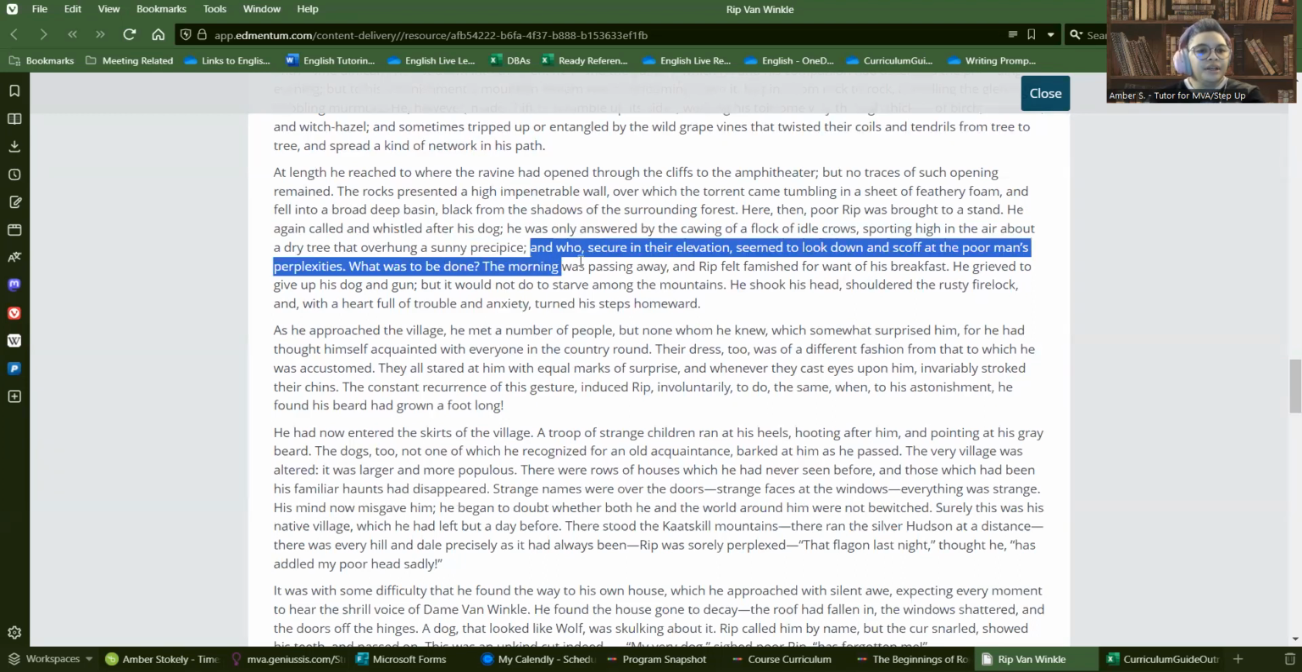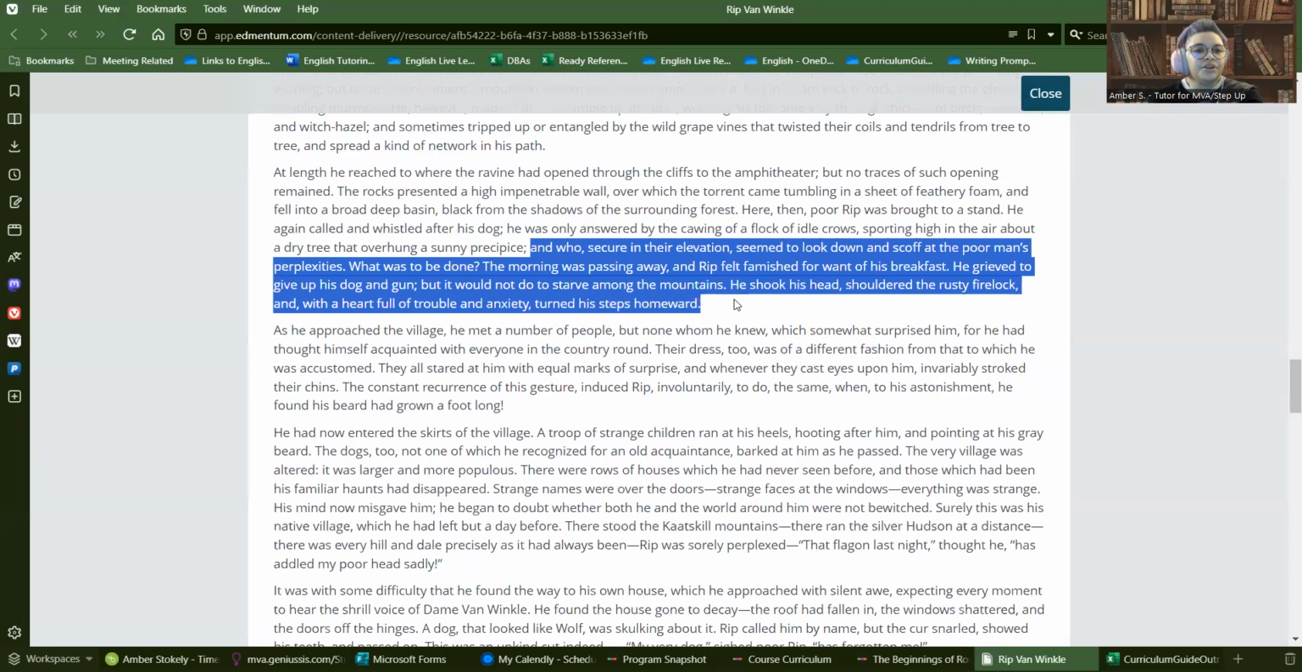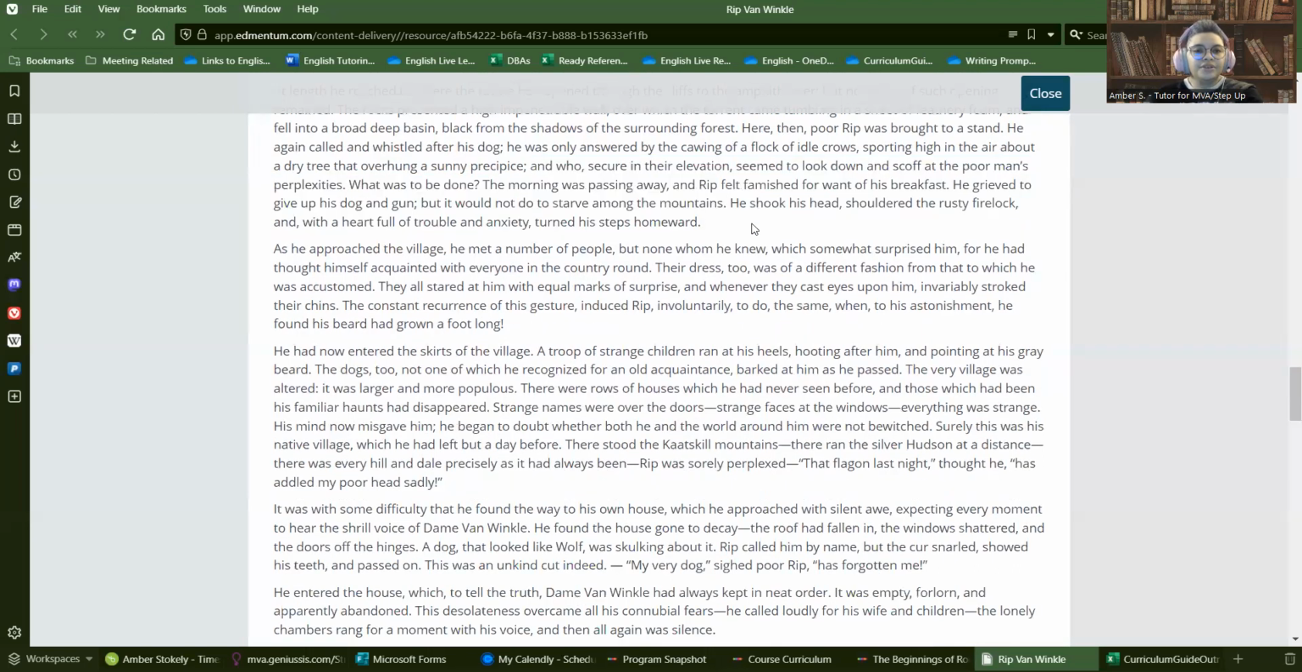What was to be done? The morning was passing away, and Rip felt famished for want of his breakfast. He grieved to give up his dog and gun, but it would not do to starve among the mountains. He shook his head, shouldered the rusty firelock, and with a heart full of trouble and anxiety, turned his steps homeward.